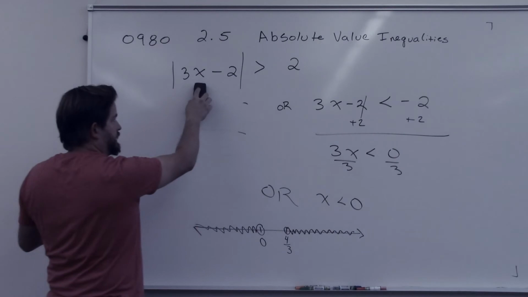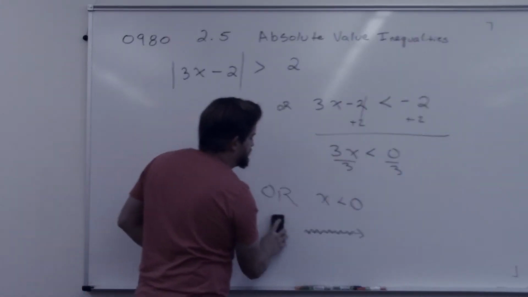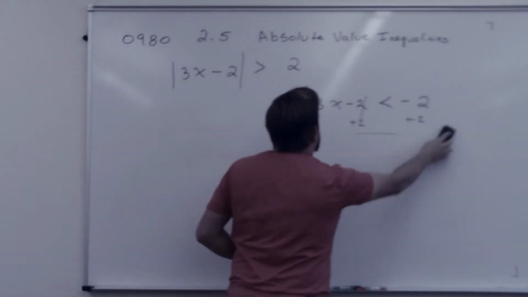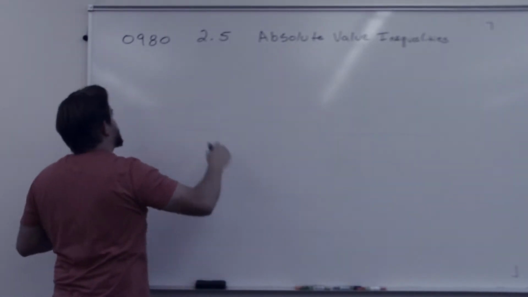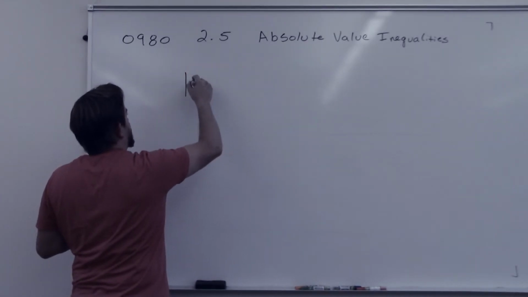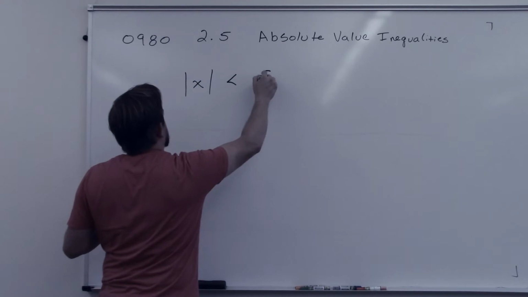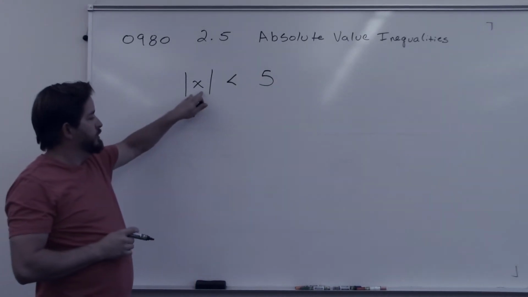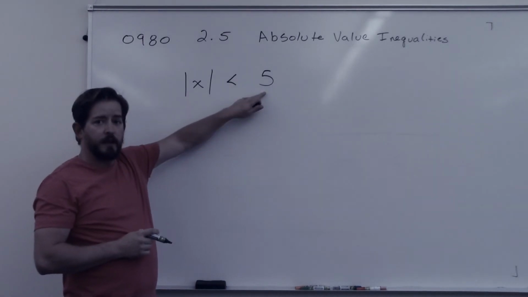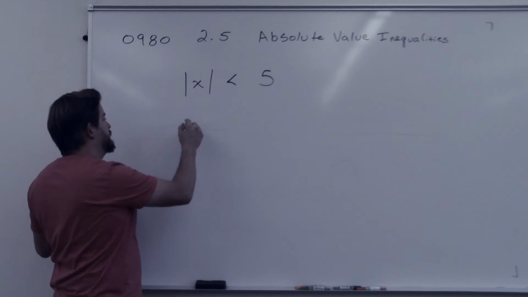So we just saw that the absolute value of something being greater than a number turns into an OR conjunction. Let's go back to something simple. Let's say the magnitude of x, or the absolute value of x, is less than 5 now. This means that x cannot go beyond 5, right? It has to be closer to 0 than 5.